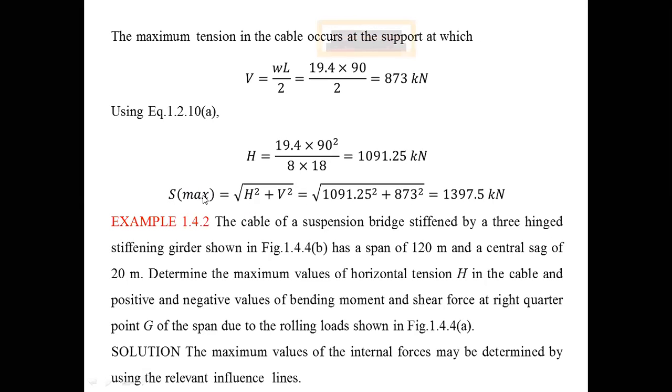What is he asking? Determine the maximum tension of the cable. So the maximum tension of the cable is S maximum, equal to the square root of H square plus V square. The cable is subjected to uniform distributed load. Therefore, H square is equal to 1091.25 whole square plus 873 whole square. So this is one type of problem.